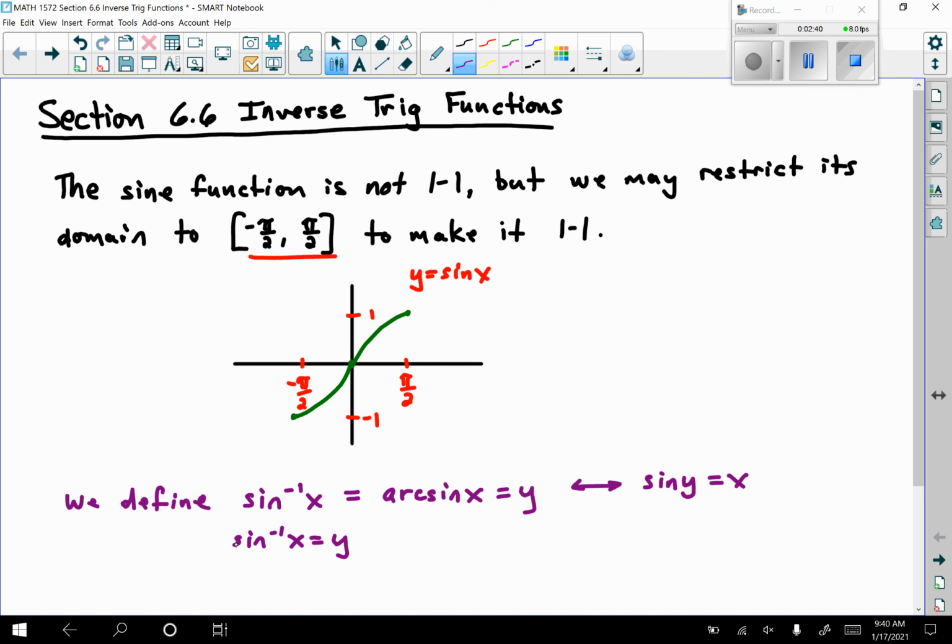So if we just took the sine of both sides, sine and sine inverse, depending on the situation, are going to cancel. I'm going to show you that in a little bit. And then we would just take the sine of y. So x is going to equal sine of y, and y is in between negative pi over 2 to pi over 2.